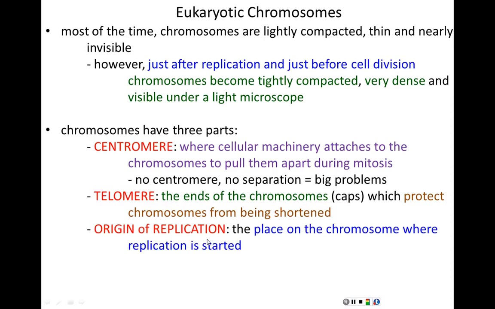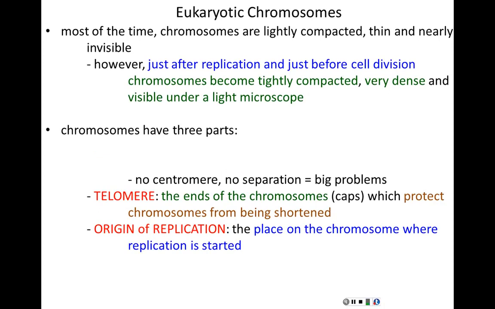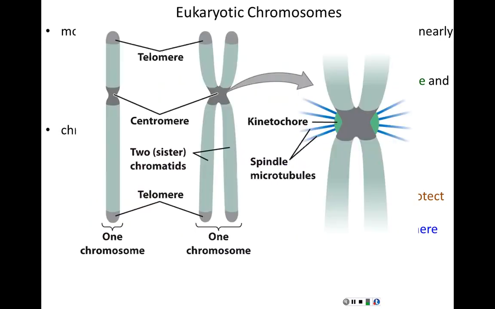Finally, there's an origin of replication on each chromosome, actually many on each chromosome, and this is where DNA replication is begun. But we won't talk about origins beyond this one reference because that's much more of a molecular biology concept. So centromeres are what we're going to be most concerned with in this lecture.